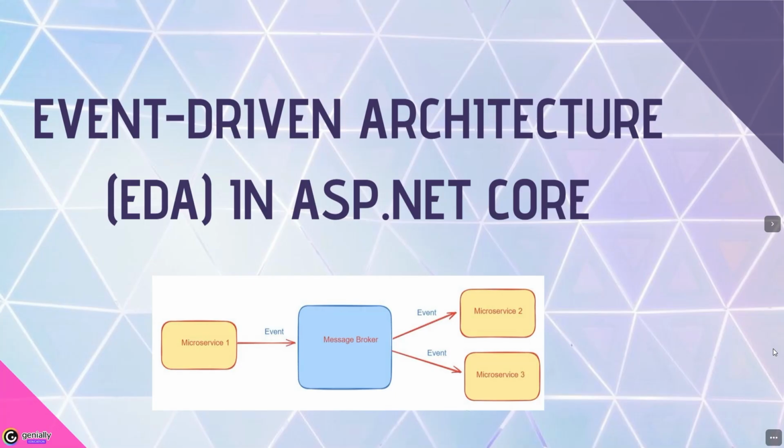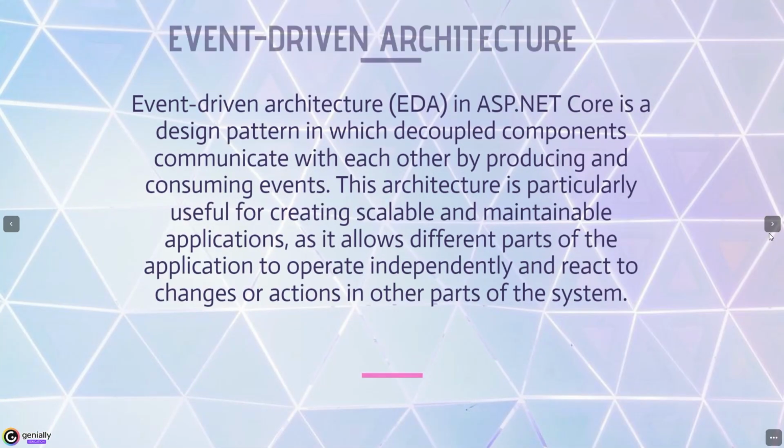In this video, we are going to learn how to implement event-driven architecture in ASP.NET Core. Event-driven architecture in ASP.NET Core is a design pattern in which decoupled components communicate with each other by producing and consuming events. This architecture is particularly useful for creating scalable and maintainable applications, as it allows different parts of the application to operate independently and react to changes or actions in other parts of the system.